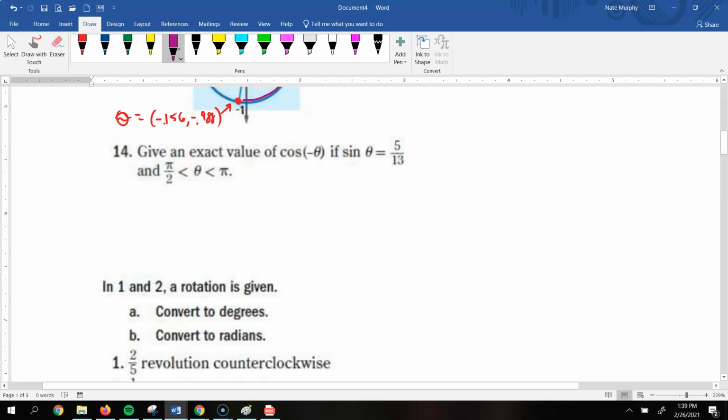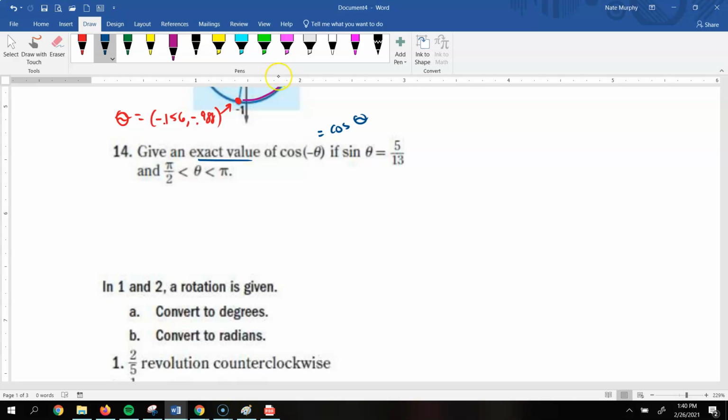All right, so here it says give an exact value of the cosine of the opposite of theta if the sine of theta is 5/13. Okay, so this is using that opposites theorem. So the opposites theorem says the cosine of the opposite of theta is equal to the cosine of theta. Well, they give us the sine of theta, so we need to figure out, well, what's the cosine of theta? And it says exact value, so that means we don't want to use a decimal. We want to keep our answer as a fraction.